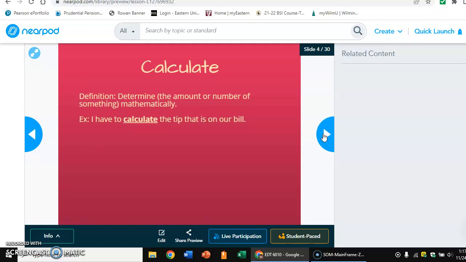The next word we have is calculate. Now, I know what many of you are thinking right now. Calculate sounds an awful lot like calculator. Well, think of calculate like math. Calculate means to determine the amount or number of something mathematically. Here's an example of a sentence using calculate. I have to calculate the tip that is on our bill. That means that you have to determine the correct number or the correct price that is on your bill.